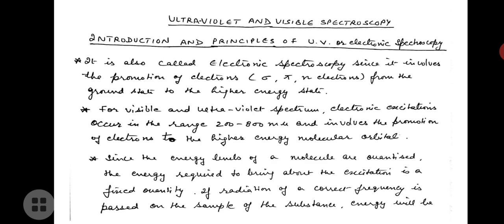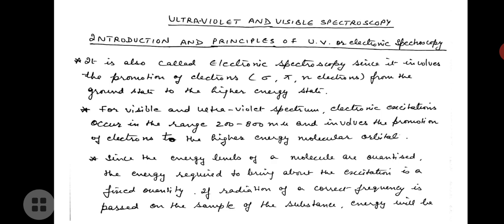It is also called electronic spectroscopy because it involves the promotion of electrons from the ground state to the higher energy state. For visible and UV spectrum, electronic excitations occur in different regions. For UV, it is 200 to 400 nm, and visible, it is 400 to 800 nm. And it involves the promotion of electrons to the higher energy molecular orbital.